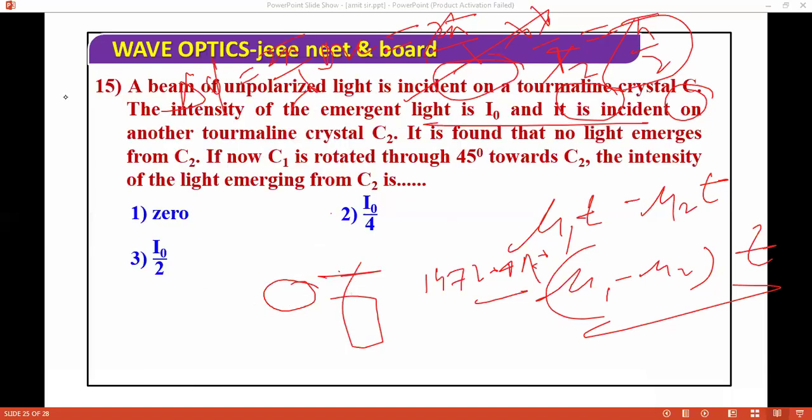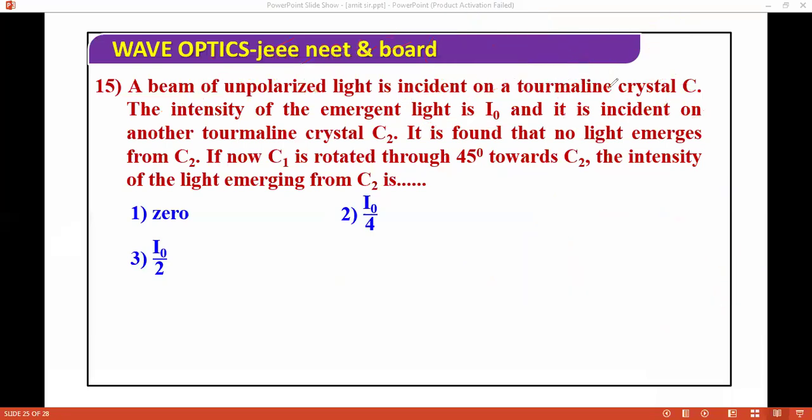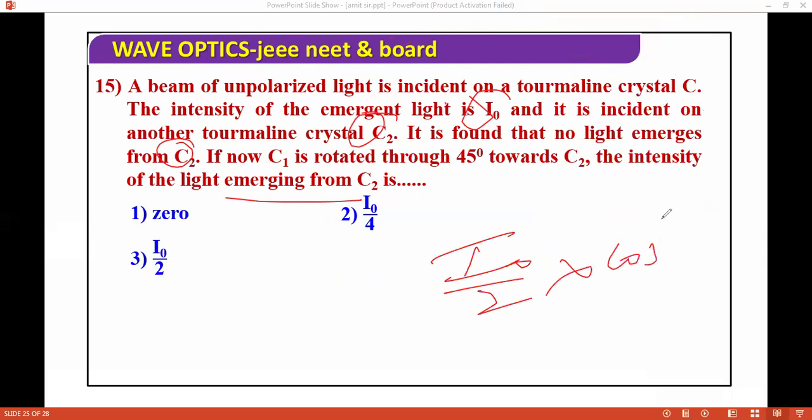Unpolarized light is incident normally on a tourmaline crystal C1. The intensity of the emergent light is I naught. It is then incident on another tourmaline crystal C2, which is at 45 degrees to C1. Basically, for unpolarized light, the intensity from C1 is I naught by 2, and from C2 it is I naught by 2 into cos square 45 degrees. Cos square 45 is 1 by 2, so this is I naught by 4.